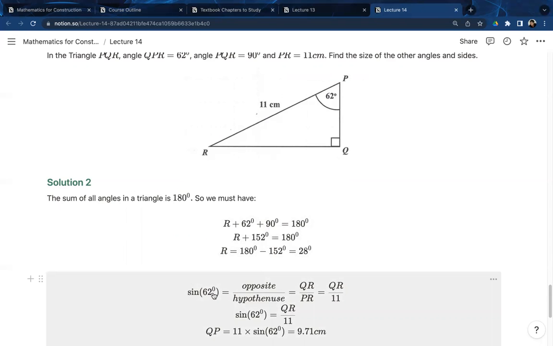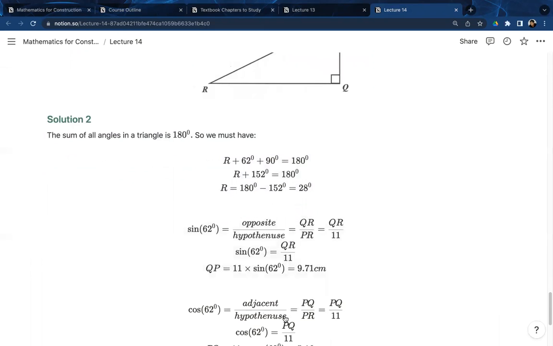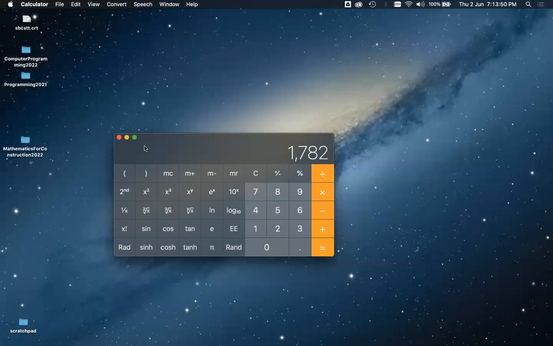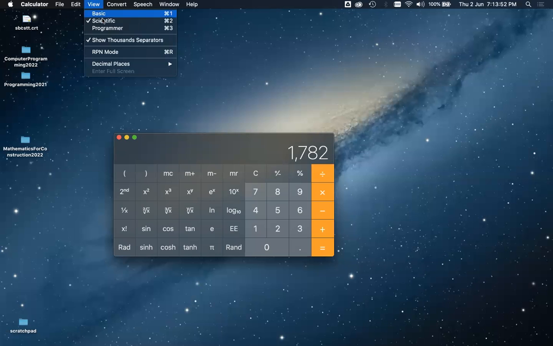But I wouldn't do it yet. Sine 62 is QR over 11. Change the subject of the formula, right? Multiply both sides by 11. QR is 11 times sine 62 degrees. So what's that? I need to go on scientific here, right?